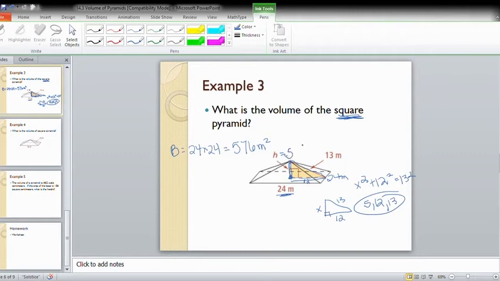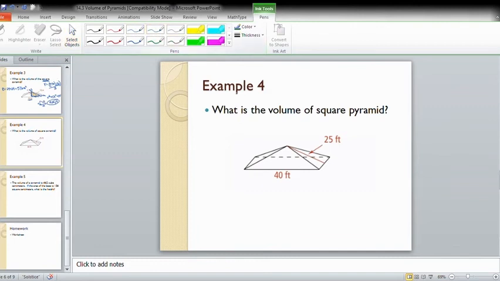And now we can go ahead and plug it into our formula. So volume is big B, 576, times height, which was 5, all divided by 3. Plug all that into our calculator, and I got 960 meters cubed. Again, I did 576 times 5 divided by 3. All right, a couple more, and then we will be done for today.